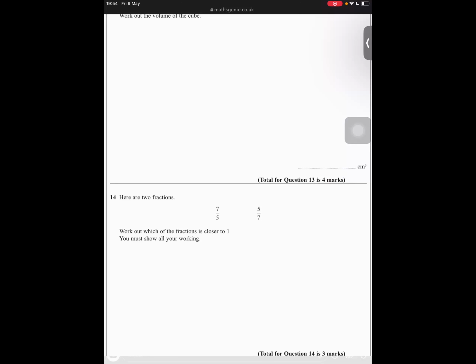Would it not just be the smaller one? Yes, the one that has the smaller difference, right? So it's not the smaller one per se. The one whose difference from 1 is smaller. So let me explain. The difference between 1.4 and 1 is 0.4. Am I right? Yes. Now, let's look at 0.7. The difference between 0.7 and 1 is 0.3, isn't it? Yes. So which one is smaller in terms of the difference?